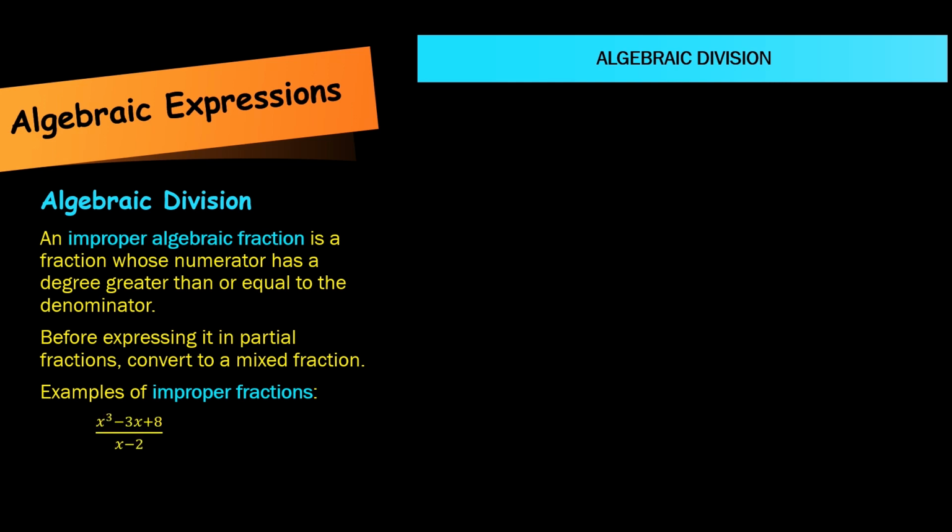x cubed minus 3x plus 8 all over x minus 2 has a numerator with degree equal to 3 and a denominator whose degree is equal to 1. The degree of the numerator is greater than the degree of the denominator.